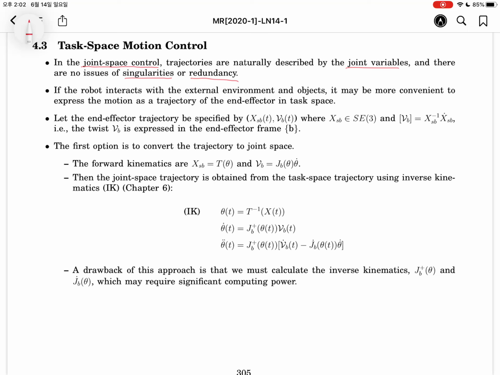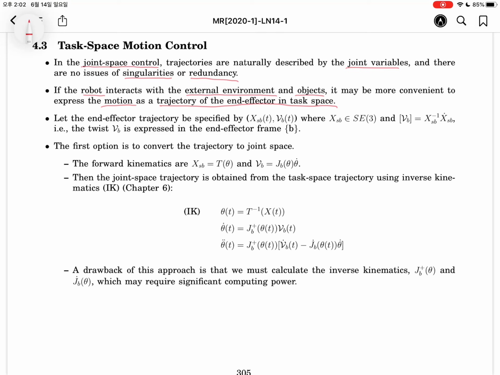So in the case of joint space control, we don't have any issue about singularity and redundancy. But if the robot interacts with the external environment and objects, such as your hand palm on the desk, it may be more convenient to describe or express the motion as a trajectory of an end effector in the task space. Right? Let's assume that your palm is located on the desk.